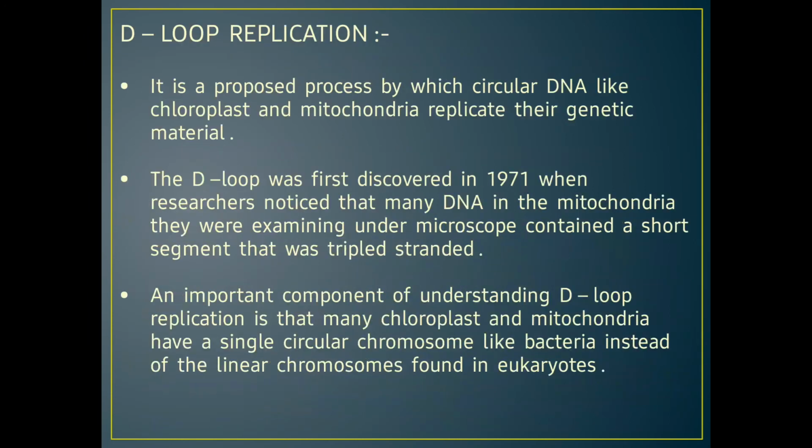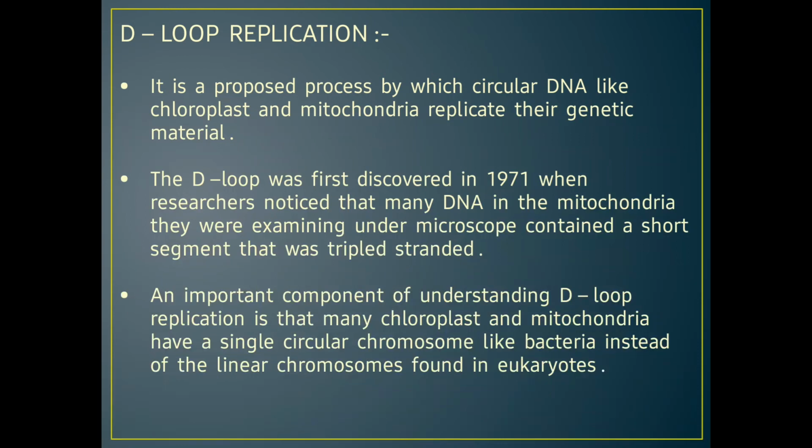D-loop replication is the process by which circular DNA, like that in chloroplasts and mitochondria, replicates its genetic material. The D-loop was first discovered in 1971, when researchers examined DNA in mitochondria under a microscope and noticed a short segment that was triple stranded.